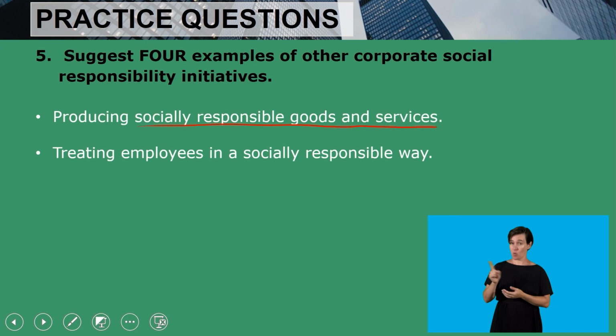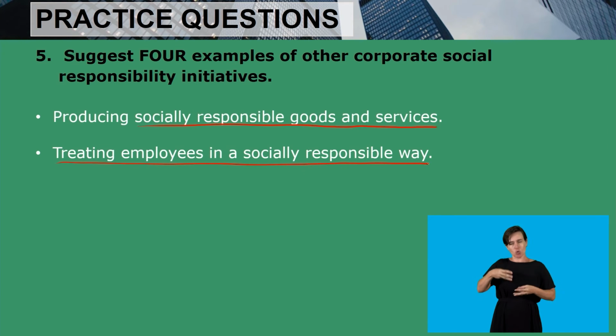Treating employees in a socially responsible way. So obviously, when we treat our employees in a socially responsible way, we make sure that we adhere to all the legislation that governs businesses, making sure that we pay them fair remuneration packages, making sure that we adhere to the provisions of BCEA, making sure that we promote equal opportunities for all workers in our workplace. By so doing, we are treating them in a socially responsible way.